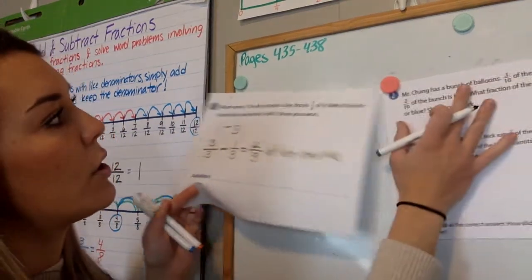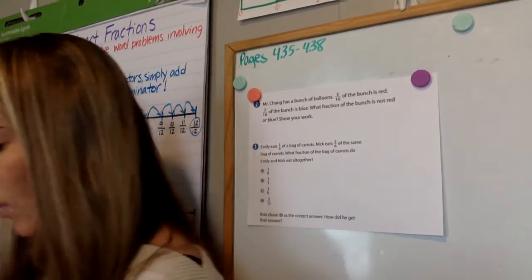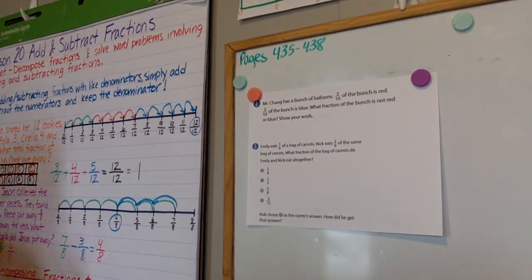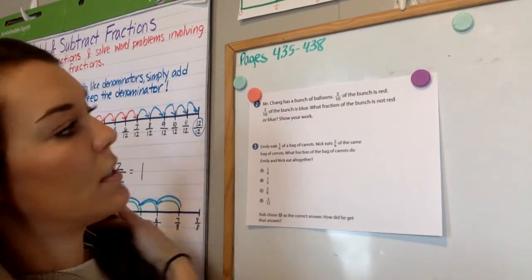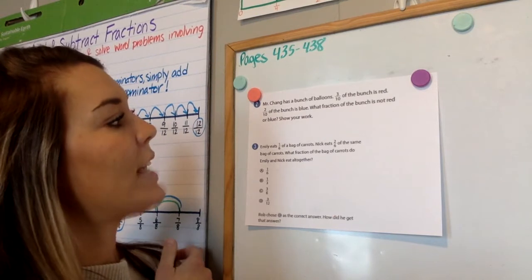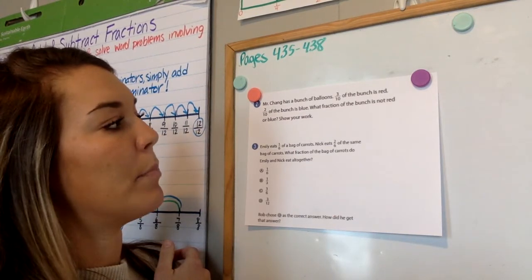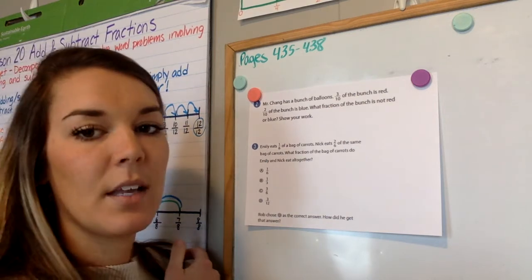Number 2. You're going to be popping over to page 436. Number 2 says, Mr. Chang, he's bought a bunch of balloons. 3/10 of the balloons is red. 2/10 of the balloon bunch is blue. What fraction of the bunch is not red or blue?